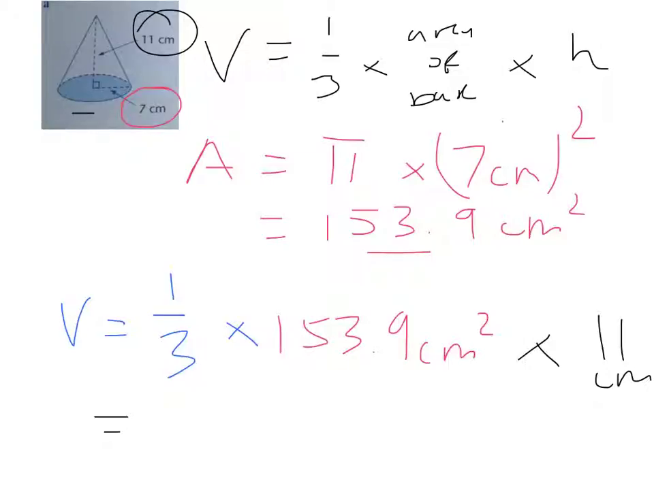So we've got 1 divided by 3, which is 1/3, times 153.9 times 11, and as a result, it's going to be 564.4 cubic centimeters. That's just going to be the actual volume of this cone.